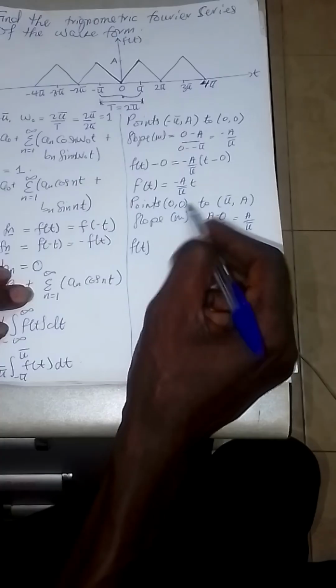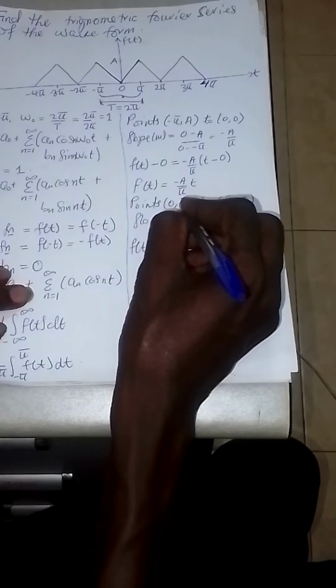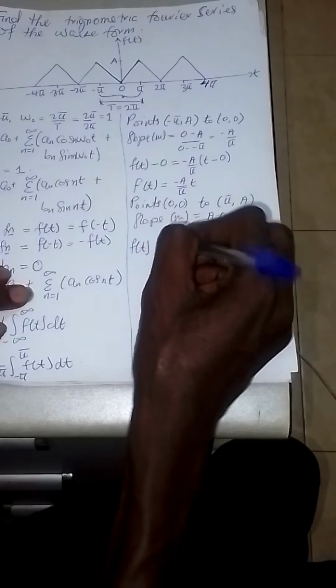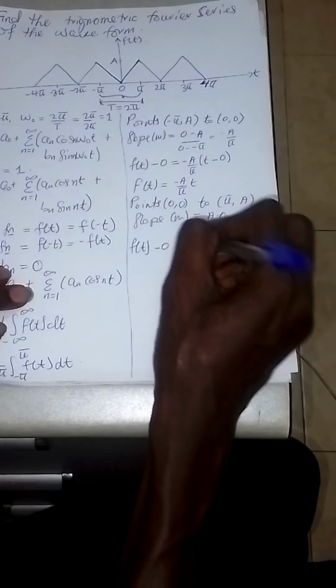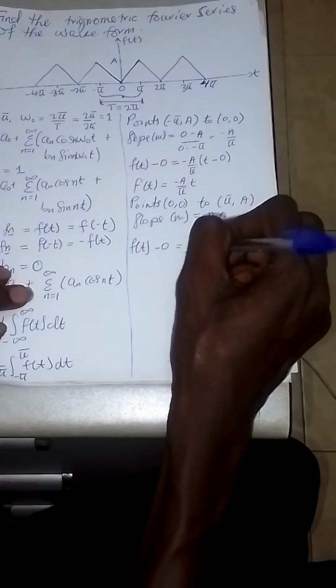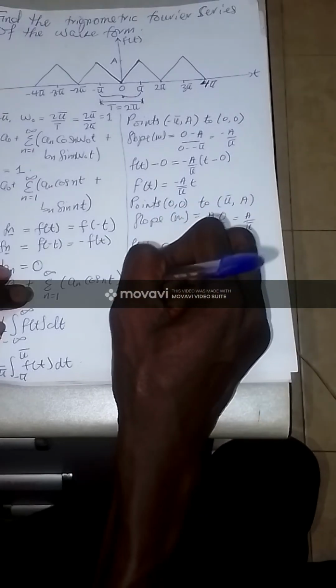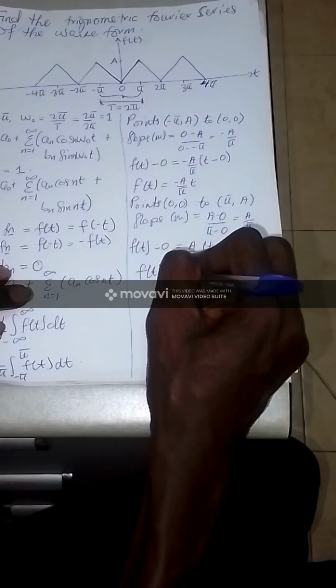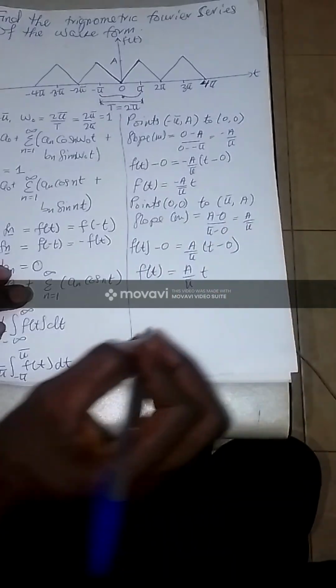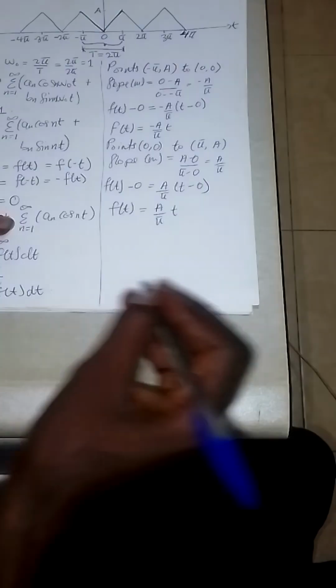So f of t minus the y component, which is 0, is equal to our slope, which is a over pi, into t minus the x component, which is also 0. So now our f of t is equal to a over pi t. Now we have our two equations. Now we can just put them inside.